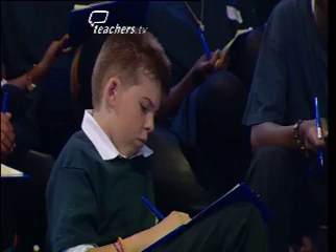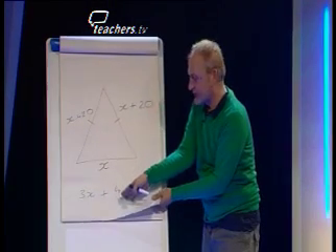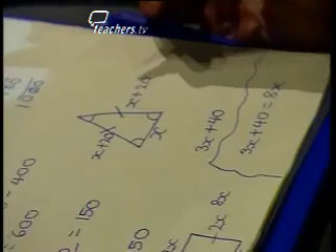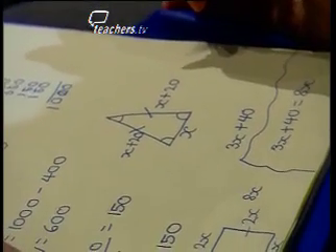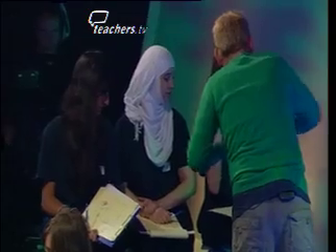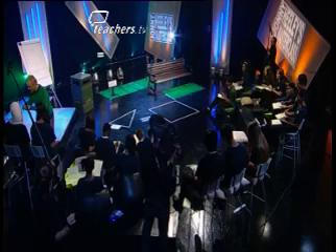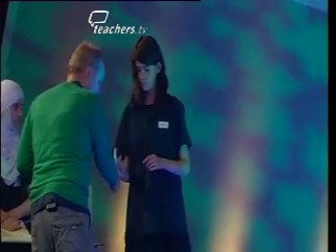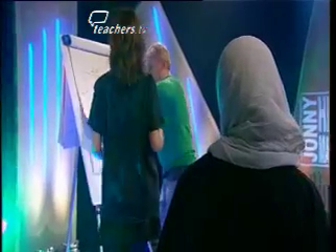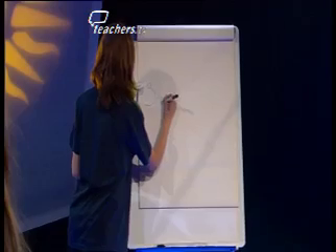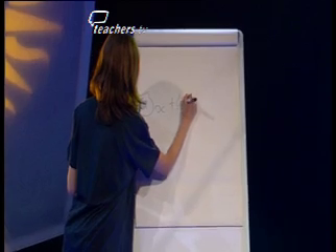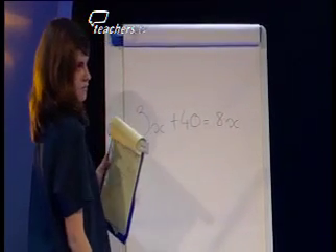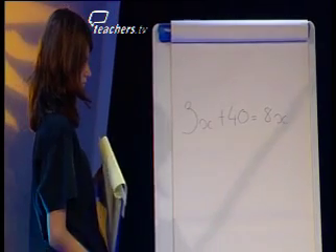So we've got an expression for the railings required for the triangle. We've got an expression for the railings required for the square, and we know that they're equal. Now then, would you like to write your equation on the board? Right then, Sabina's equation is 3x plus 40 equals 8x.